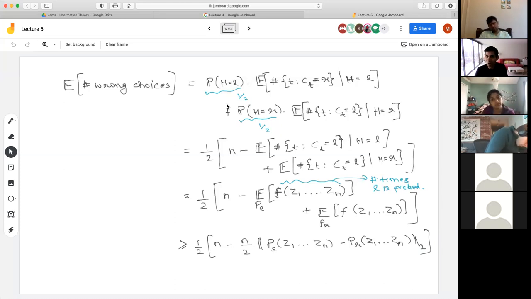Any questions about this part? In the first step itself, where the count of CT is equal to R, could you say that this is just independent of H is equal to L, or?